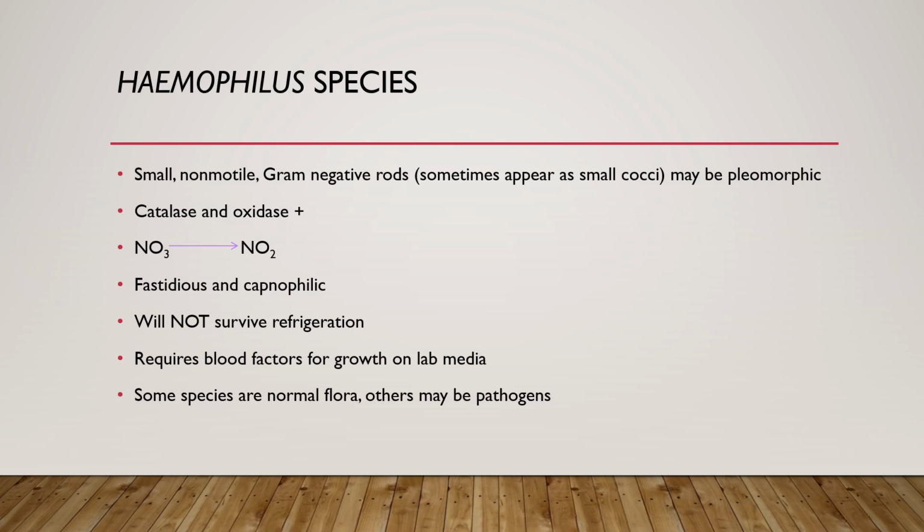They're catalase and oxidase positive and will reduce nitrates to nitrites. They're fastidious and they do require chocolate agar to grow on, at least Haemophilus influenzae does, and they do require an environment rich in carbon dioxide. They will not survive refrigeration, and they require blood factors for growth, and those blood factors would be hemin and NAD, which are also known as factor X and factor V. Some species are normal flora, and other species, like Haemophilus influenzae, can be pathogens.